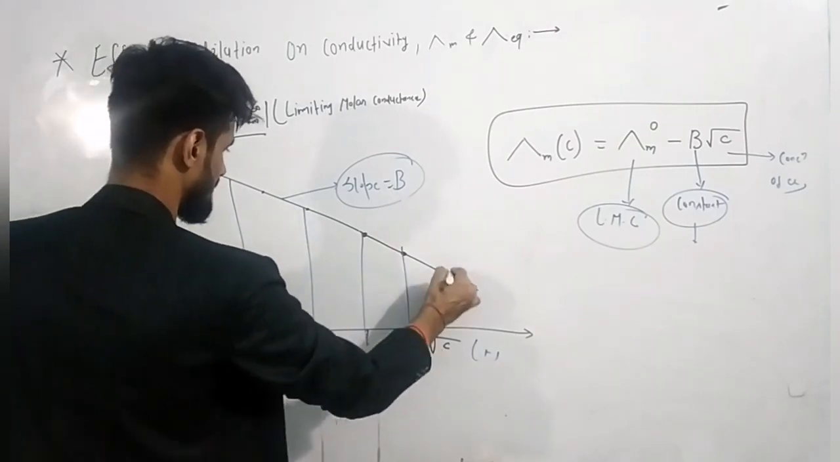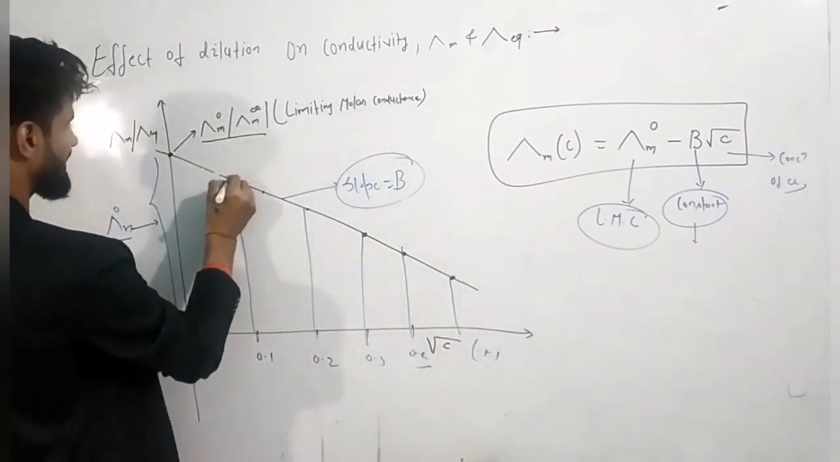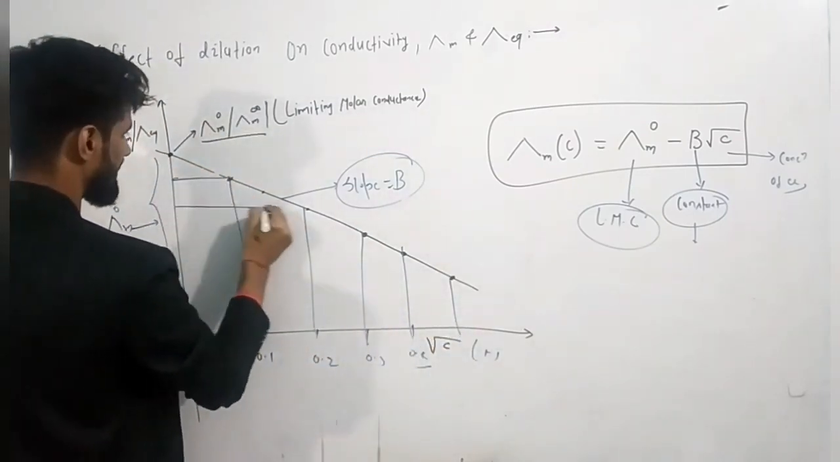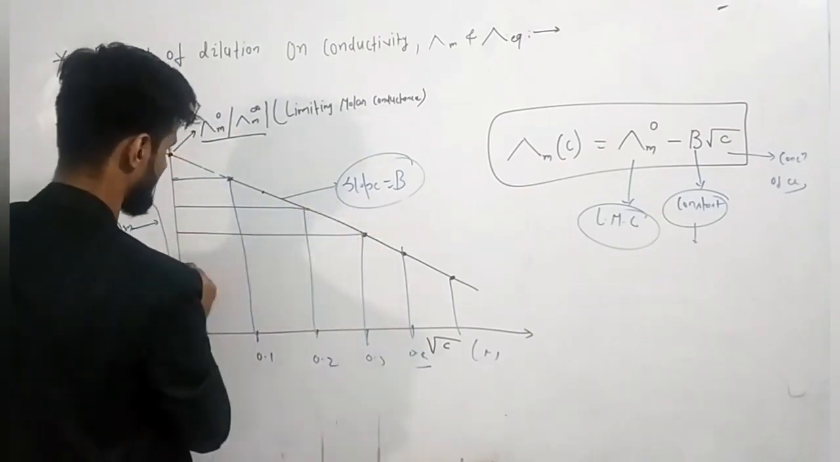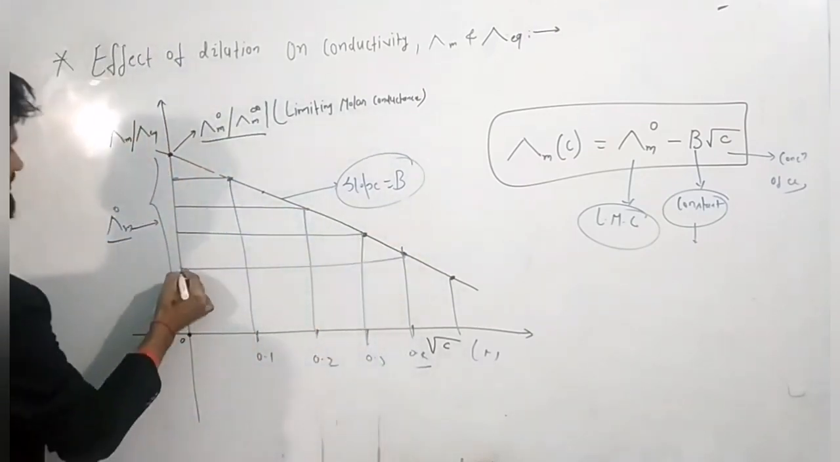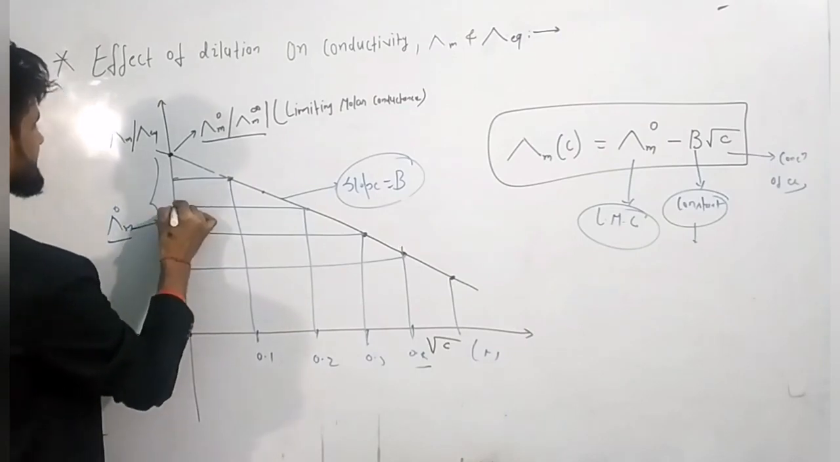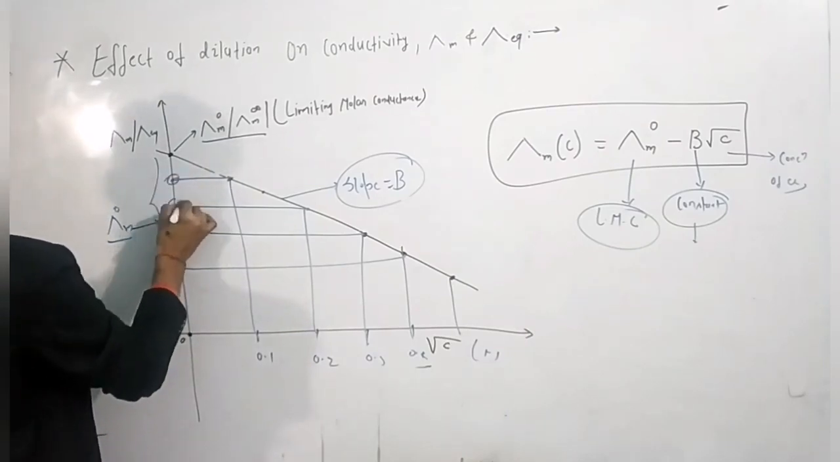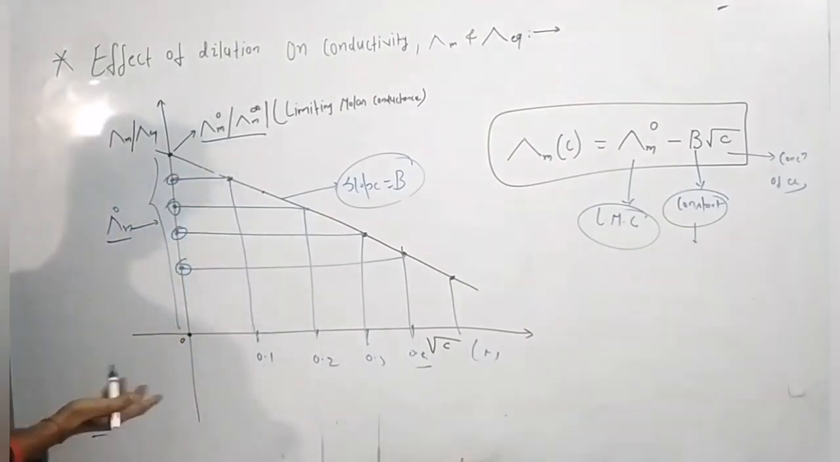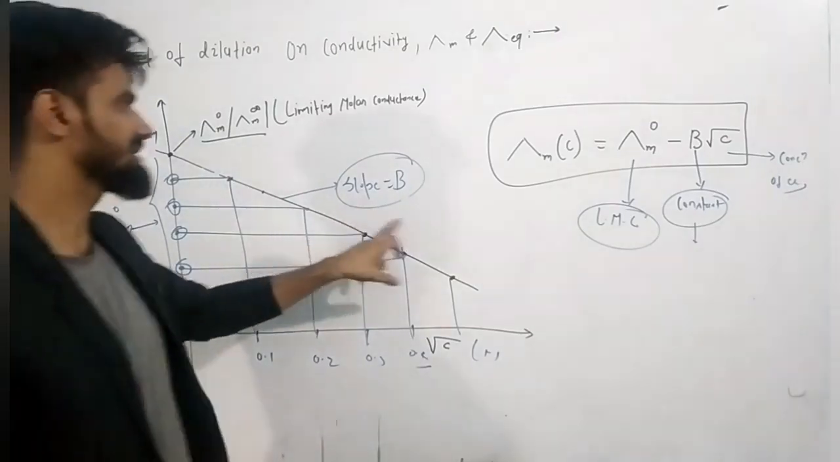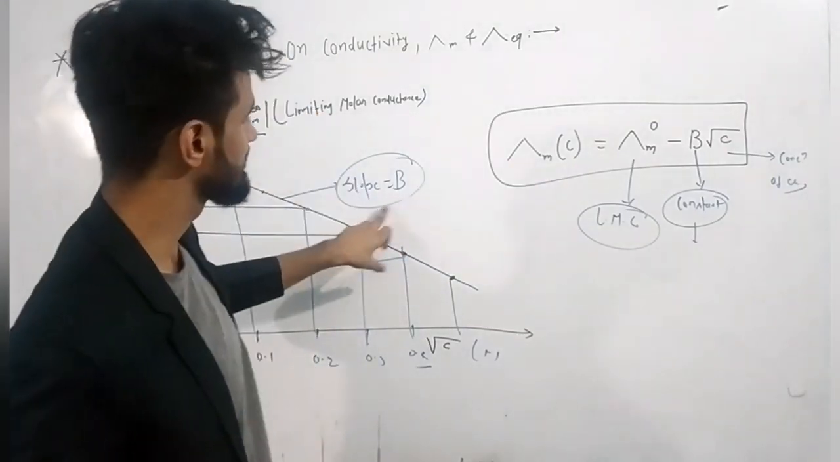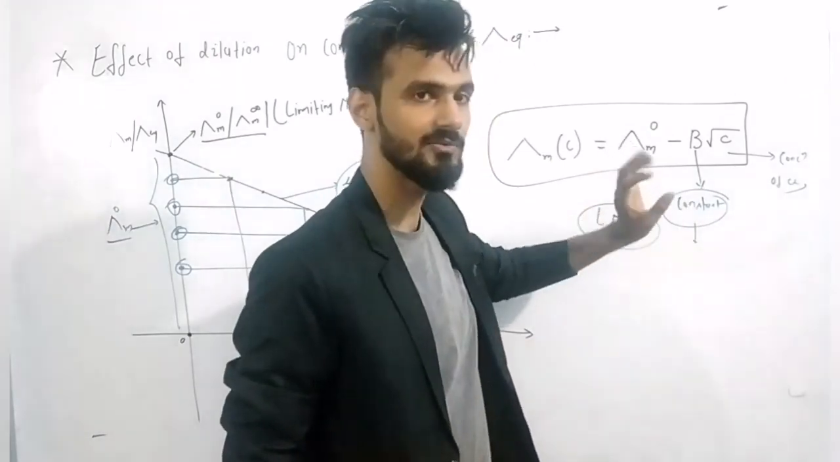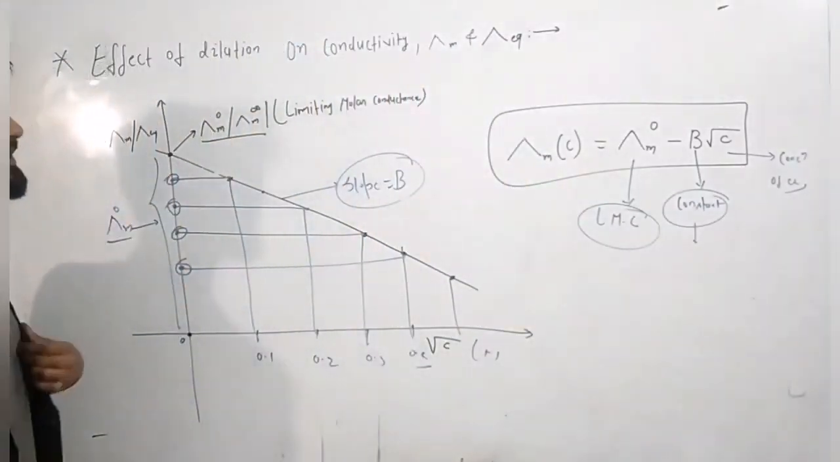Now you can get the kappa molar at different values of concentration for different units. At any particular concentration, you can calculate this from the graph. If the graph is given, just calculate the slope, which will give you the value of the constant, and the intercept will give you the limiting molar conductance.